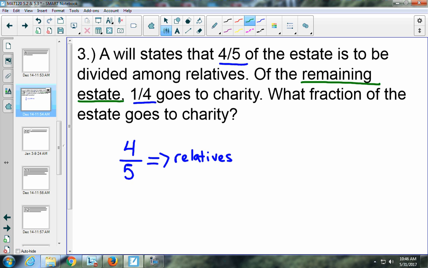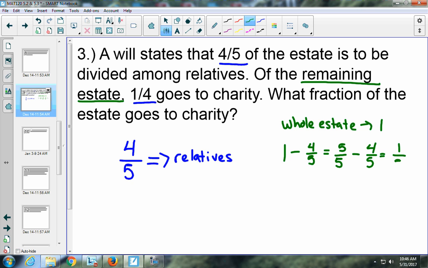So if we're talking about the whole estate, that is 1. So if we want to find what's remaining, we do that whole estate minus the 4/5. Remember, 1 can be written as 5/5 because 5 divided by 5 is 1. And when we subtract our 4/5 there, we get 1/5. So that 1/5 is the remaining estate. So we're not done yet, but we've got some stuff to go on.